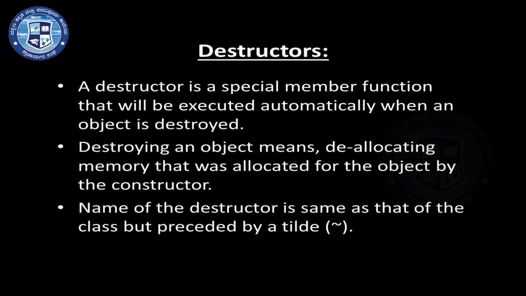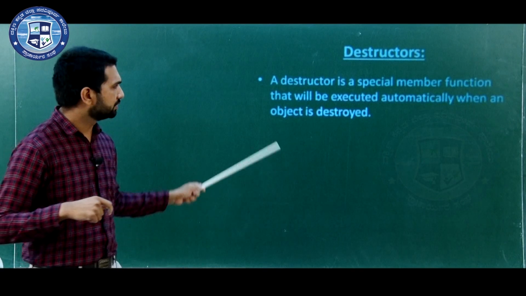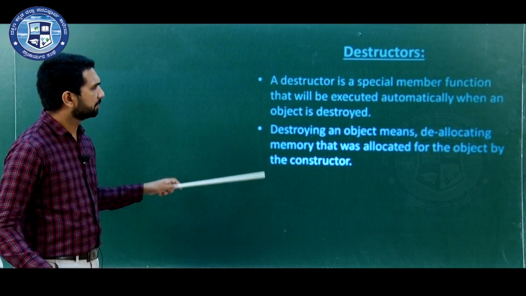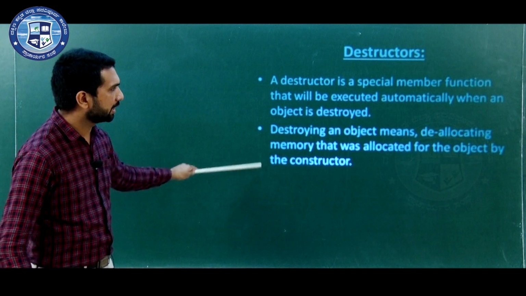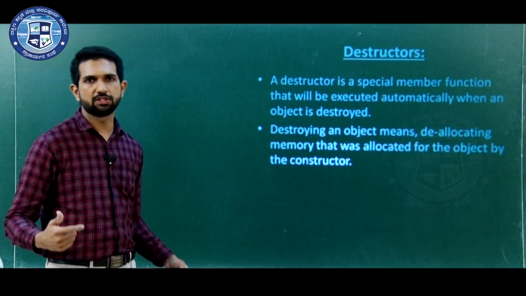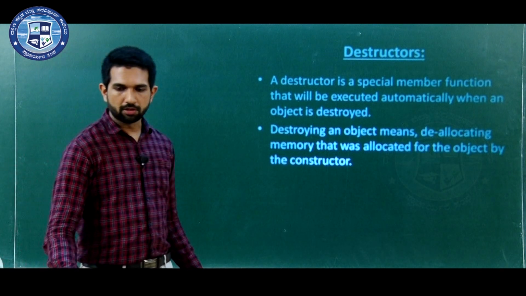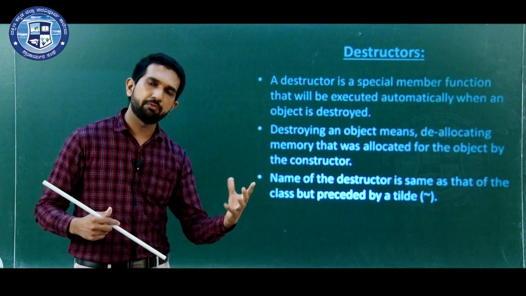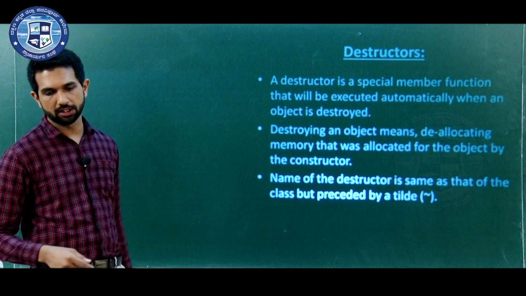That means whatever memory will be supplied with the help of constructor, that we are going to deallocate with the help of destructor, that we are going to remove using destructor. Remember students, destroying an object means deallocating memory that was allocated for the object by constructor. So destroy means deallocation of memory. We have to remove that memory whatever is supplied by constructor.